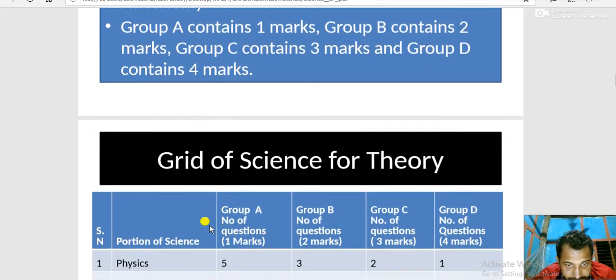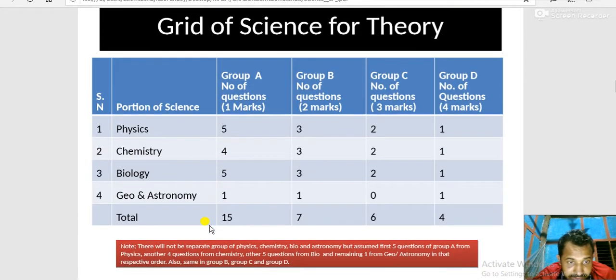Here I have made the grid. See the grid over here. 5 questions from physics, 4 from chemistry, 5 from biology, and 1 from geo and astronomy. In group A, you are getting 1 mark per question, and altogether there are 15 questions, divided in this way. How do we distinguish whether a question is from physics, chemistry or biology?